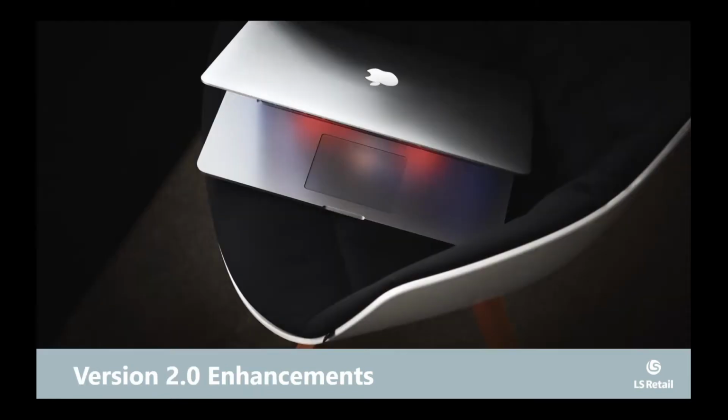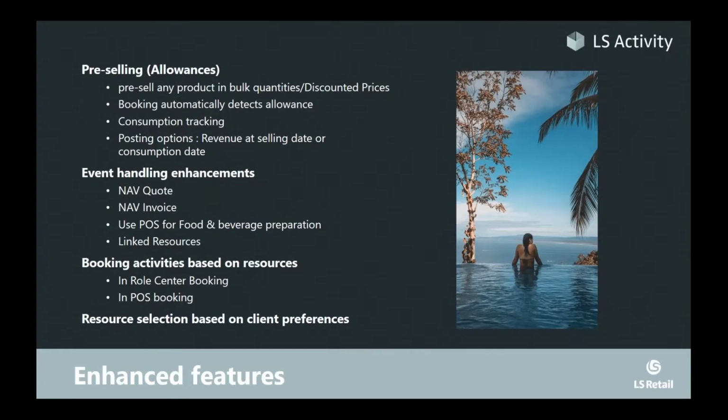So let's take a look at what version 2 brings to the table. We support pre-selling of any activity product in bulk quantities. For example, a spa session could be sold as 10-session pack on a special price per session, and then we keep track of the consumption as the client redeems their allowance. Revenue can be posted up front at the initial sale or gradually according to consumption.